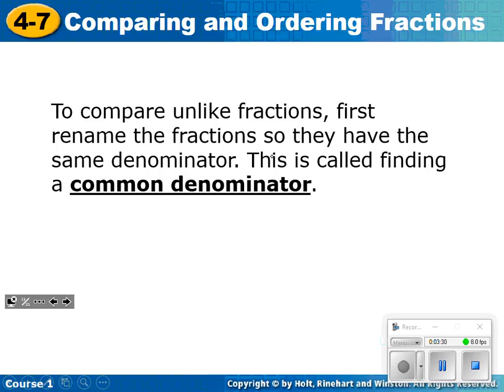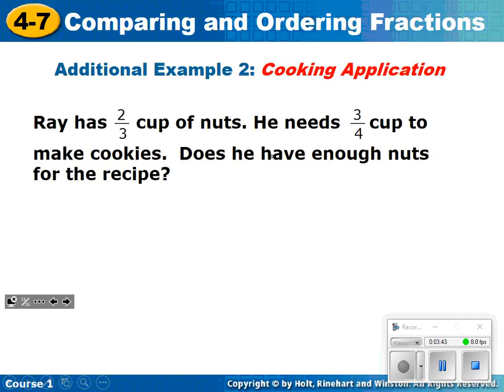When we compare unlike fractions, we have to rename the fractions so they have the same common denominator. It's called finding a common denominator. So we basically have to find an equivalent fraction. So when we have a problem that looks like this, Ray has 2/3 cup of nuts. He needs 3/4 cup of nuts to make cookies.